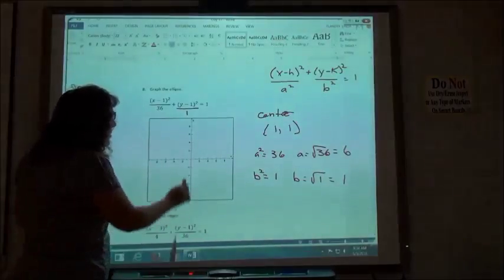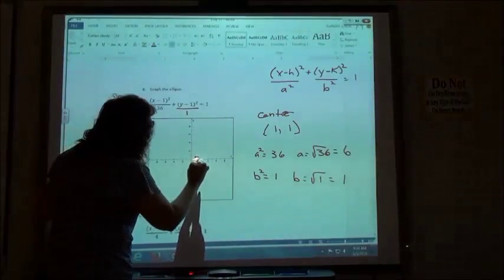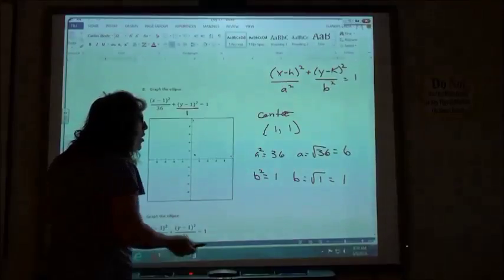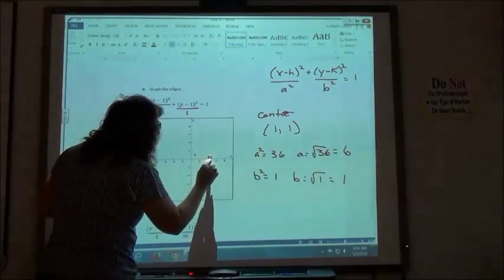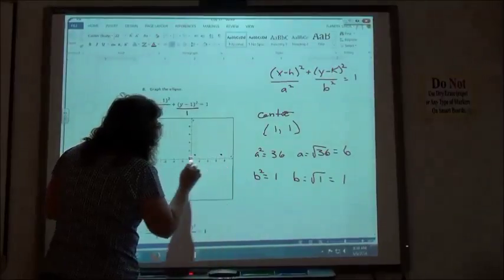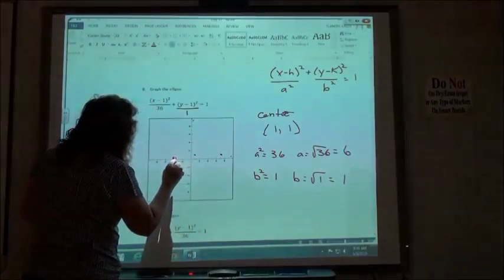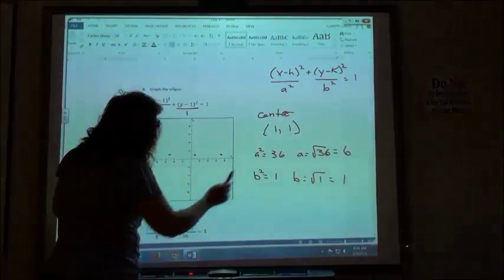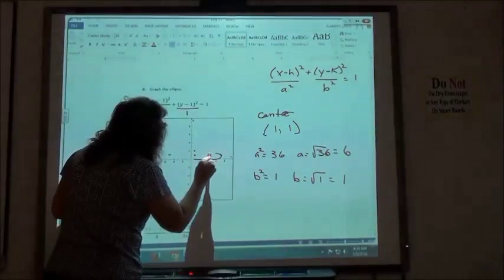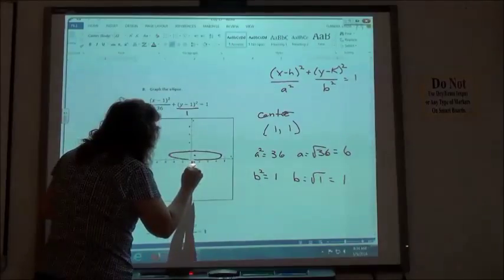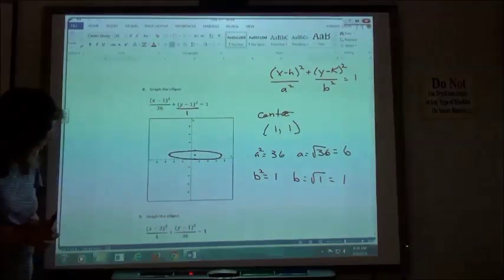So my center is at 1, 1. Over 1 and up 1 is where my center is going to go. A, I'm going to open up 6. So 1, 2, 3, 4, 5, 6. 1, 2, 3, 4, 5, 6. And then B is 1, so up 1 and down 1, and my ellipse is going to look something sort of like that.